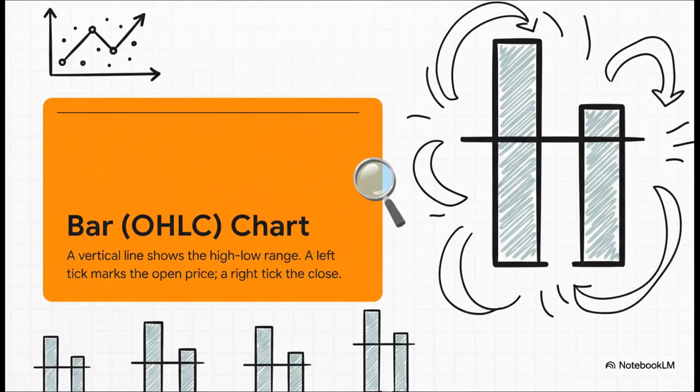Now, let's look at the bar chart. It's a little more skeletal, right? That main vertical line represents the entire trading range for the period, from the absolute high to the absolute low. Then you've got these 2 little horizontal ticks. The little tick on the left, that's your open. The one on the right, that's your close. So instead of emotion, this chart really emphasizes the structure, how much ground was covered, and where things ultimately settle.